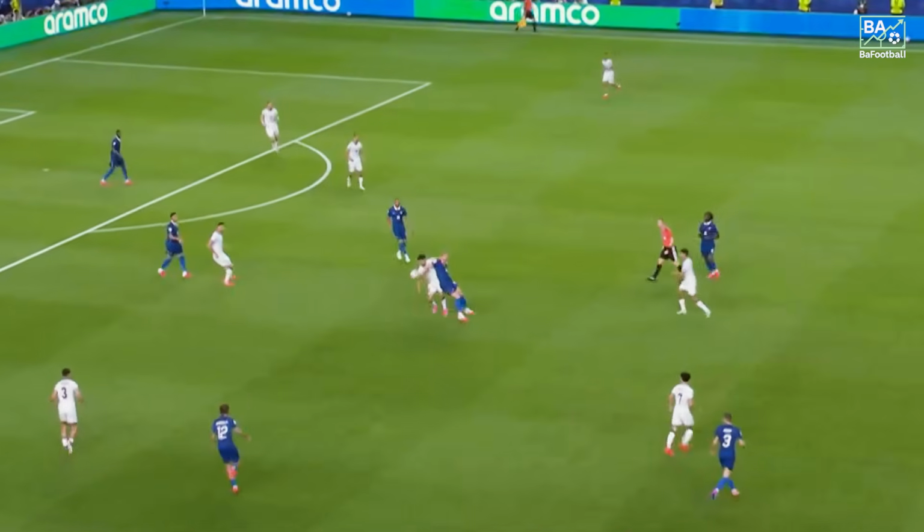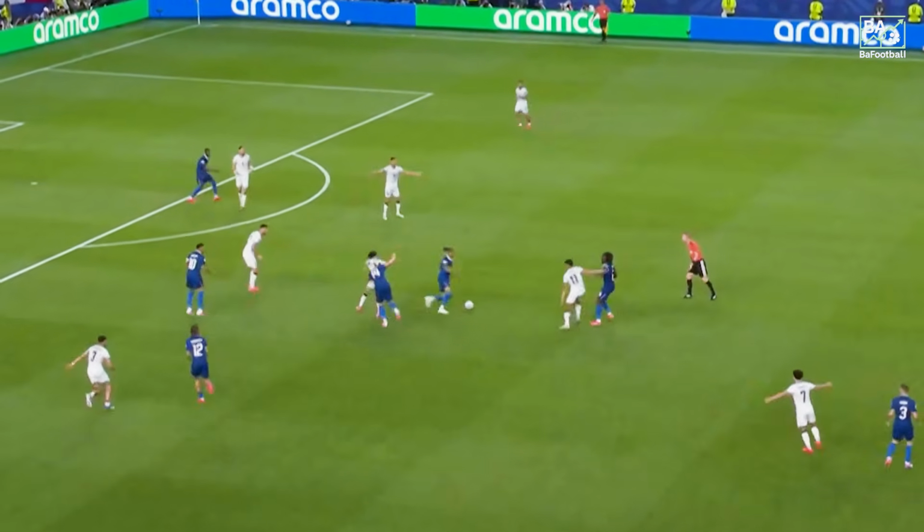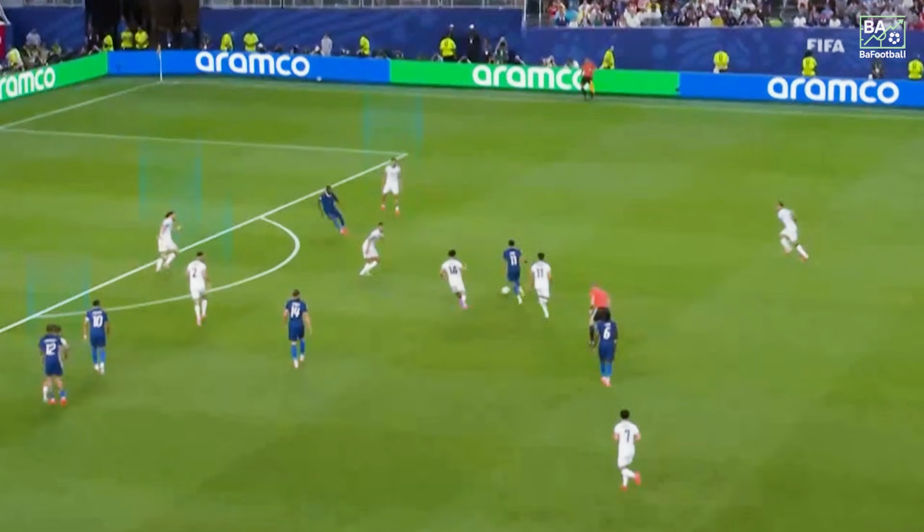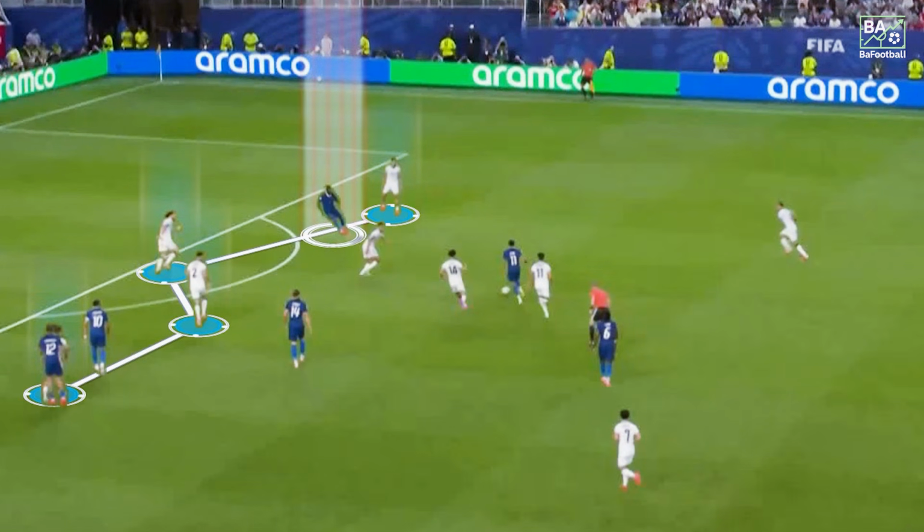In this phase, France regain position at maximum speed. Through immediate pressing and quick reactions, they win the ball back instantly and launch a transition into attack. This rapid recovery places the opponent's defensive structure, still in the process of reorganizing, under severe pressure.